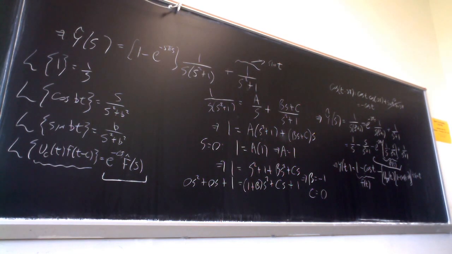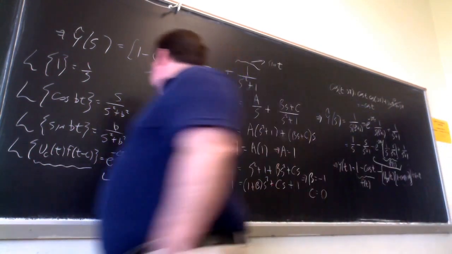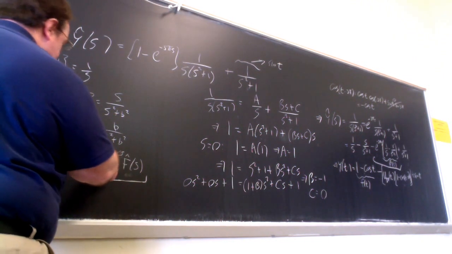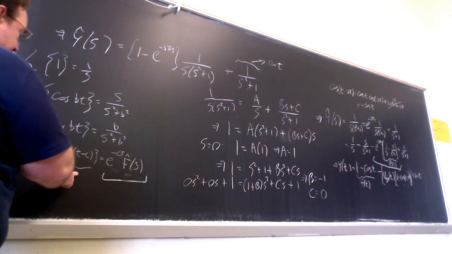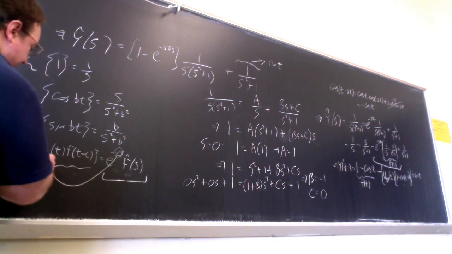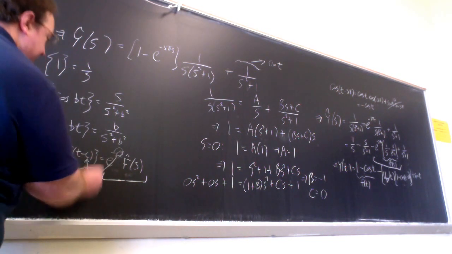All right, so questions about how this was inverted? You have something like this, invert whatever's multiplying the exponential, that gives you your little f of t. Whatever your value of c here goes into your step function here and is used as a shift in there.